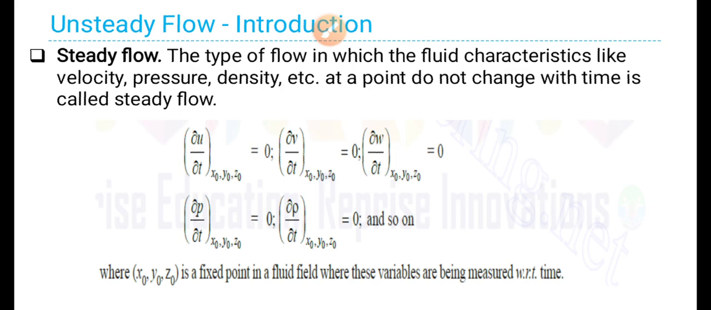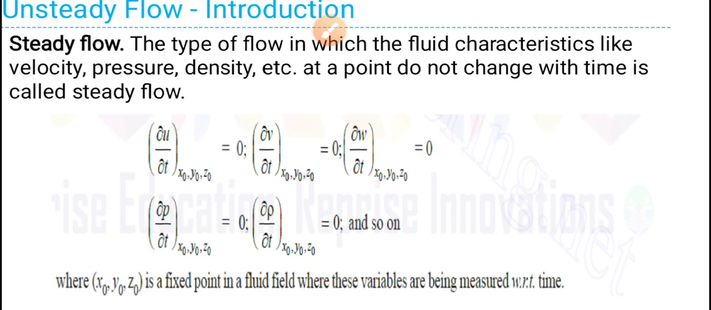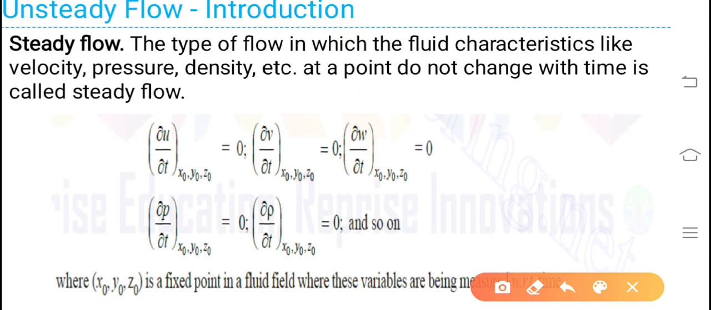That is, del u by del t at x naught, y naught, z naught is equal to 0. Similarly, del v by del t is equal to 0. Similarly, del q by del t, that is discharge, is equal to 0, etc. Where x naught, y naught, z naught is a fixed point in a fluid field where the variables are being measured with respect to time.